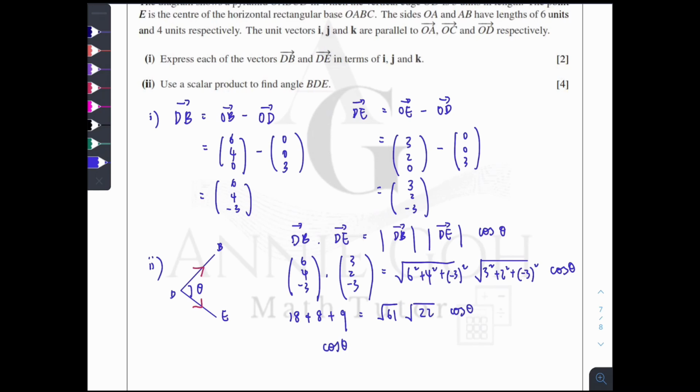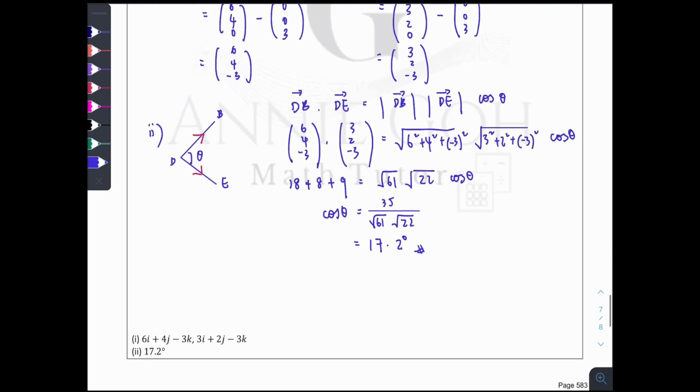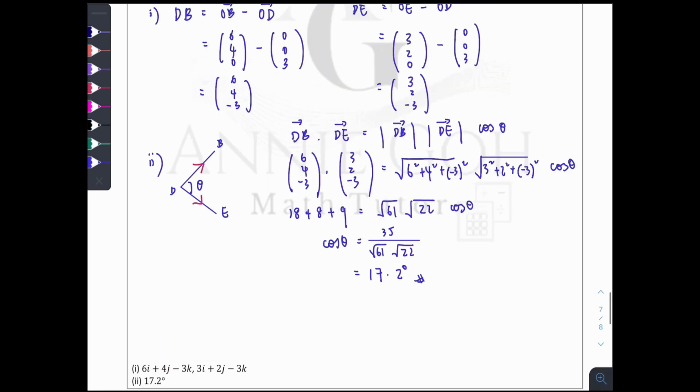And hence we know that cos theta is equal to 35 over square root 61 and square root 22. So you just need to press your calculator to get the final answer. Let's check the final answer and see whether it equals 17.2 degrees. For the angle, you just need to leave your final answer correct to 1 decimal place. So it's 17.2. So let's check the answer. Yes, it's correct here, 17.2. So this is about scalar product.